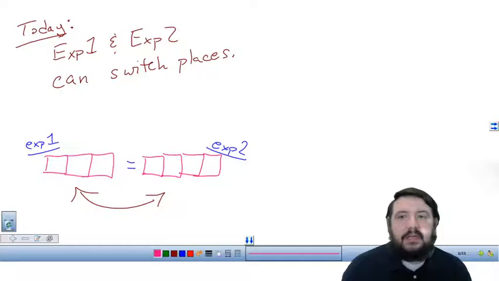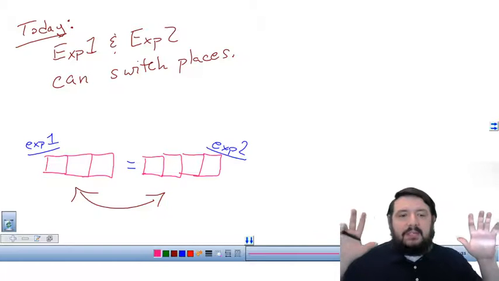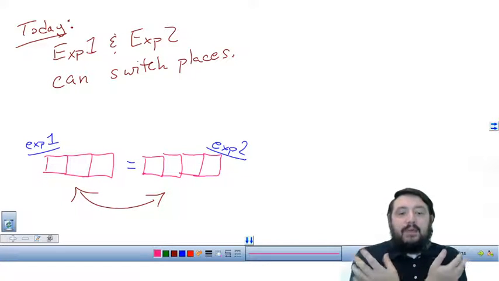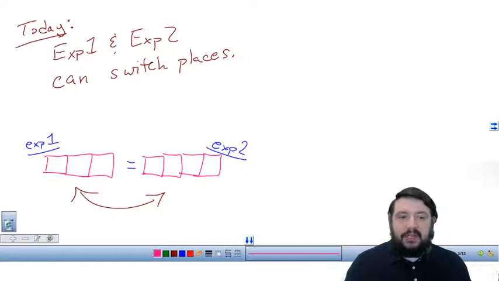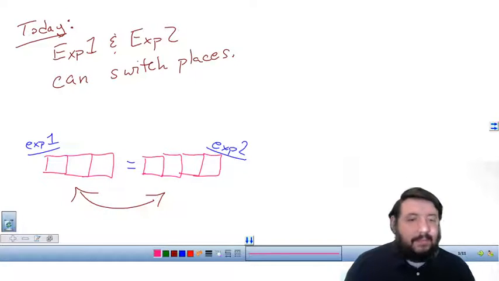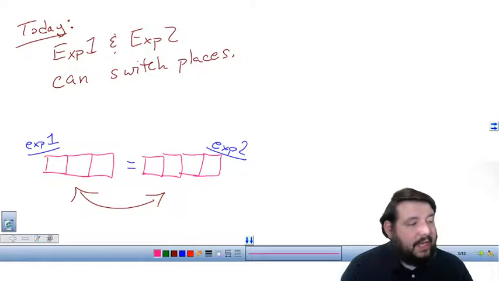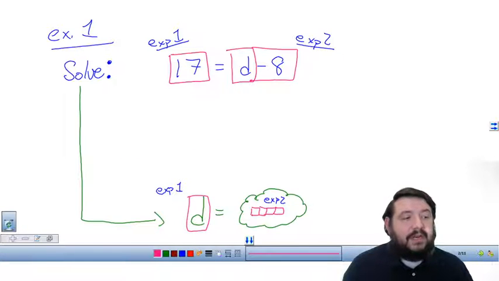Today we're going to take a look at another law in equation solving, and this law is really simple. You're allowed to take expression number 1 and expression number 2 and switch them around. If by some chance you've stumbled upon this video and you don't know what I'm talking about, there's a whole playlist about equations, so go back and start at the beginning and you'll understand everything. Okay, so let's take a look at some example problems of this new and easy law.